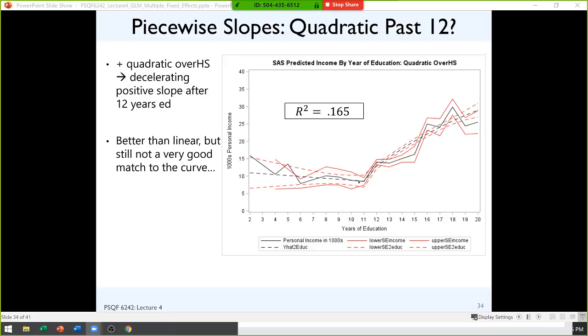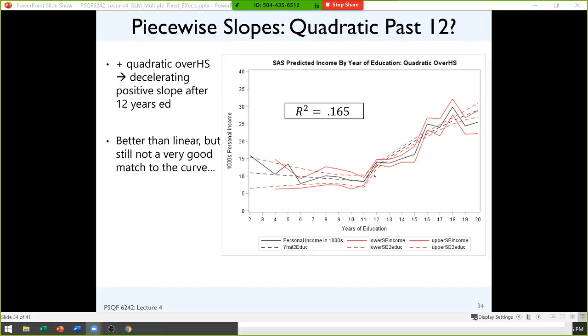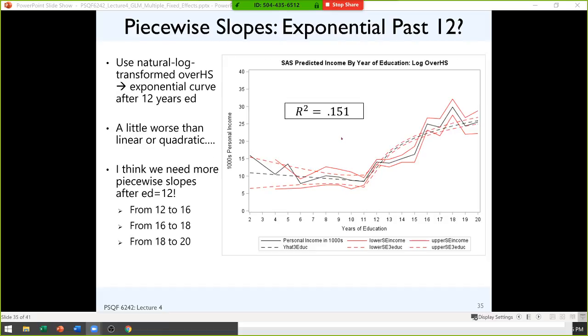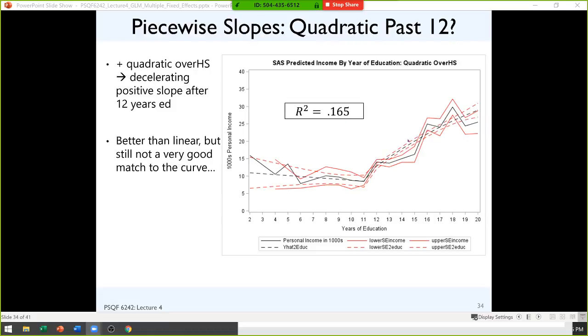What if I tried to do exponential? That's the one that sort of goes up and levels off. There's that one. Nope. Yeah, and if you look at the R square, it actually went down a little bit. So it was 0.164 with just linear. It went to 0.165 with the quadratic. So no, this part of the curve from 12 on, the model's not really doing a good job with.